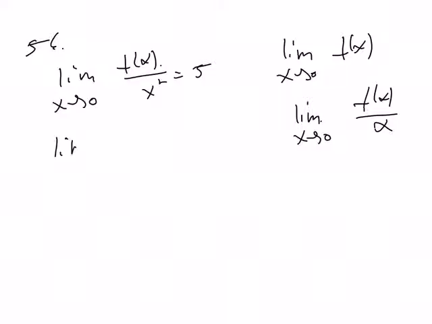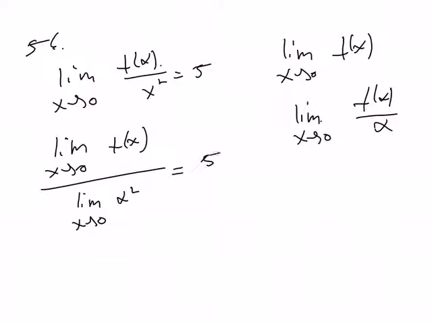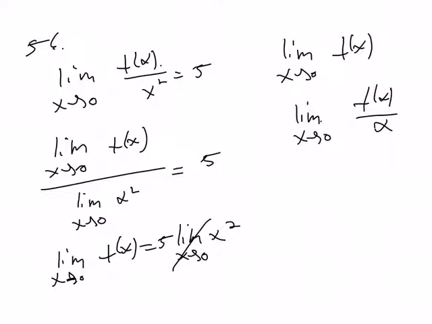So over here, this is the same. You can write the limit as x goes to 0 of f(x) over the limit as x goes to 0 of x squared equals 5, or the limit as x goes to 0 of f(x) equals 5 times the limit as x goes to 0 of x squared. This becomes 0. So we have that the limit of f(x) is 0.